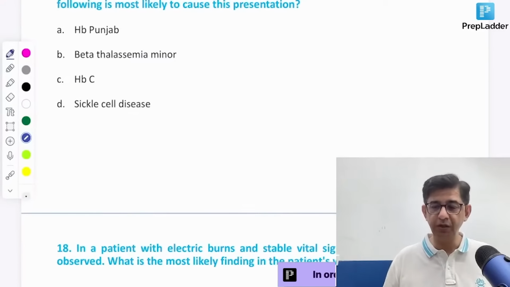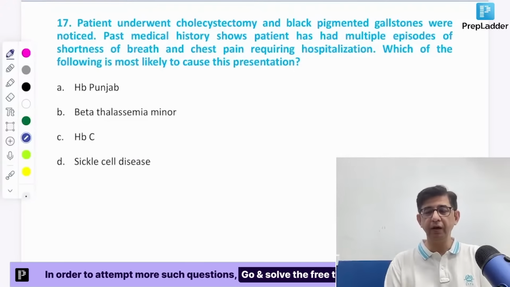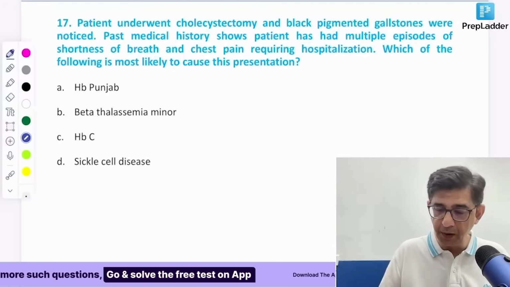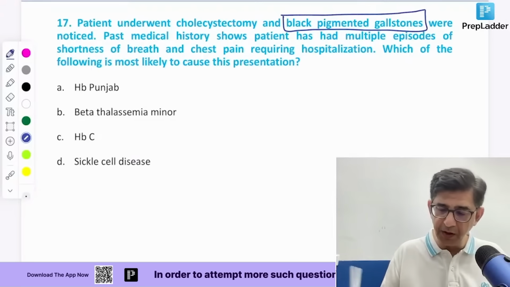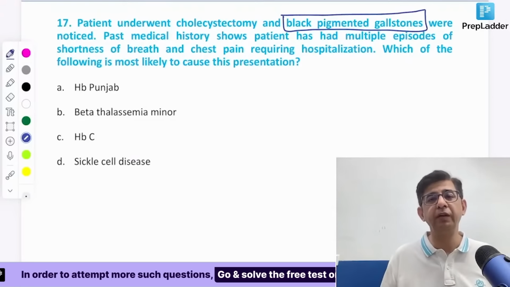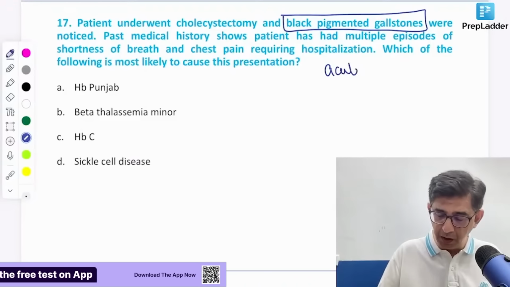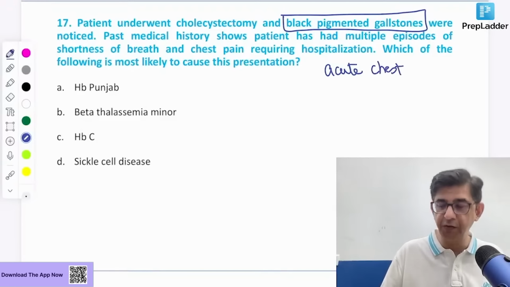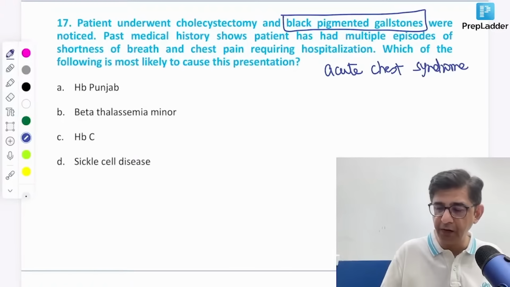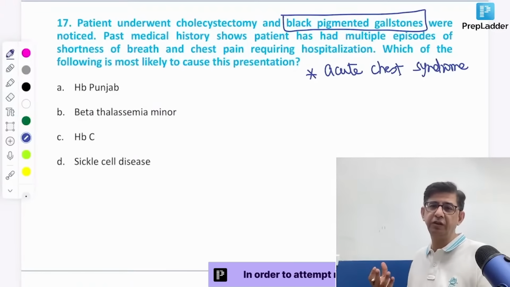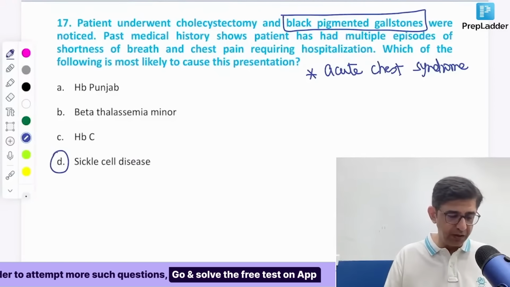Patient underwent a cholecystectomy and black pigmented gallstones are noted. The moment you read the words black pigmented gallstones, you know the patient is suffering from hemolytic anemia. The patient is having multiple episodes of shortness of breath and chest pain requiring hospitalization. He is talking about acute chest syndrome. If he had said the patient is from Odisha or from tribal India, I would have thought of sickle cell anemia right away. He did not mention the ethnicity or the state background of the patient. But the moment you read this, you know you're dealing with sickle cell anemia.